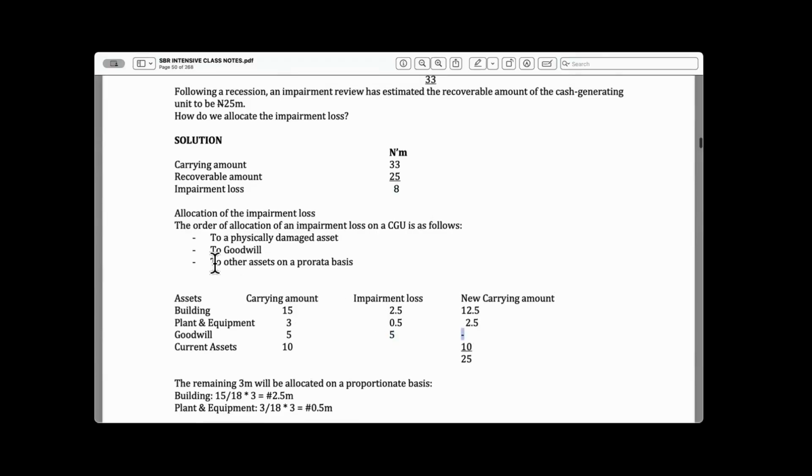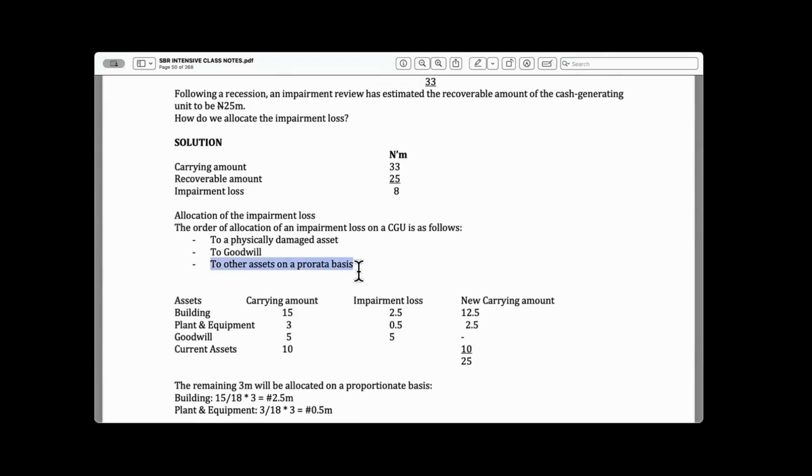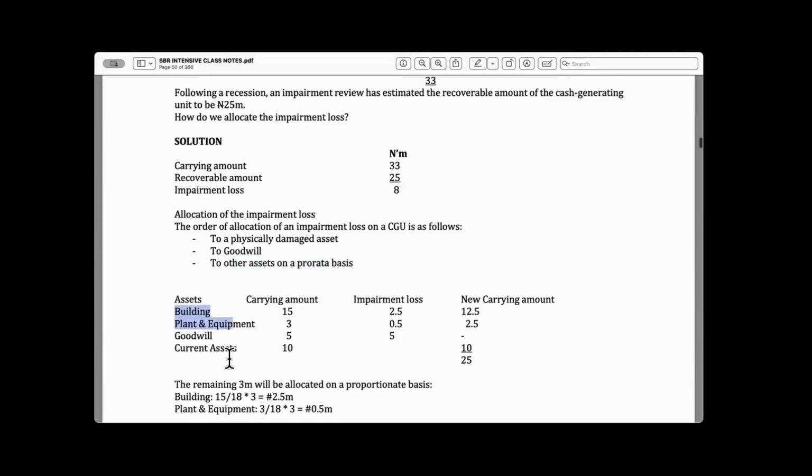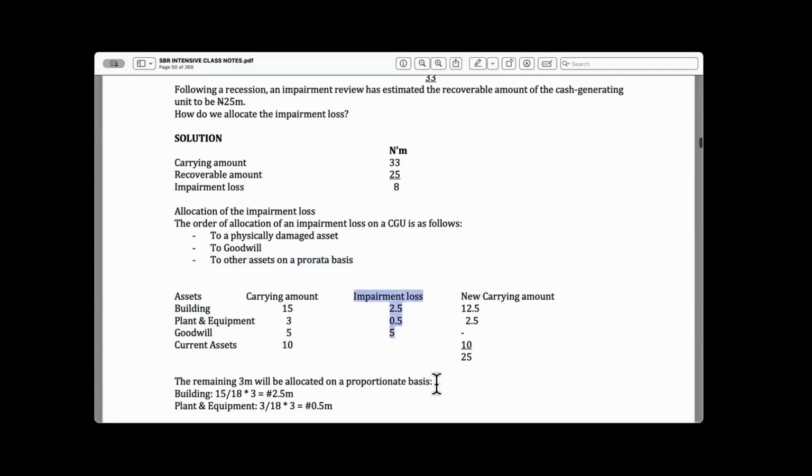Then after goodwill, we're going to share the rest on a pro rata basis, and the other assets are building, plant, and current assets. You should always ignore current assets. Don't allocate impairment loss to current assets unless the examiner specifically tells you that the current asset has been impaired also. Otherwise, you assume that it wasn't impaired, especially when you're dealing with a CGU like this.